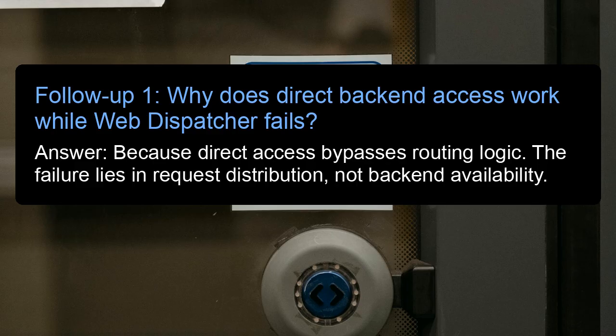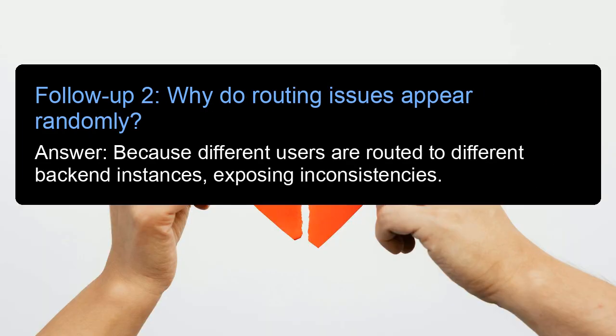Follow-up 1. Why does direct backend access work while Web Dispatcher fails? Answer: because direct access bypasses routing logic. The failure lies in request distribution, not backend availability. Follow-up 2. Why do routing issues appear randomly? Answer: because different users are routed to different backend instances, exposing inconsistencies.